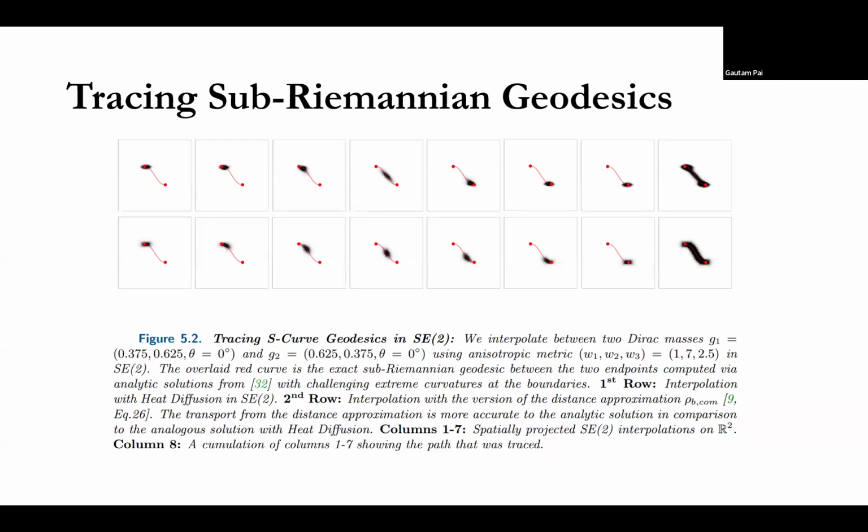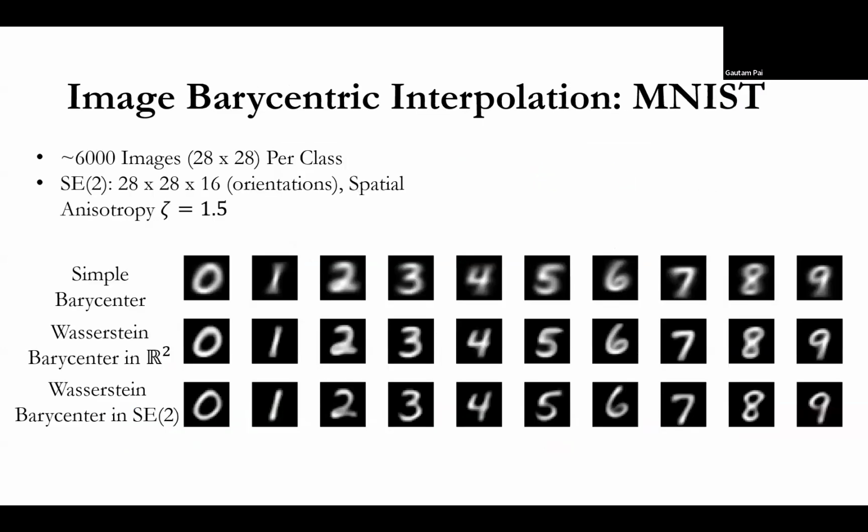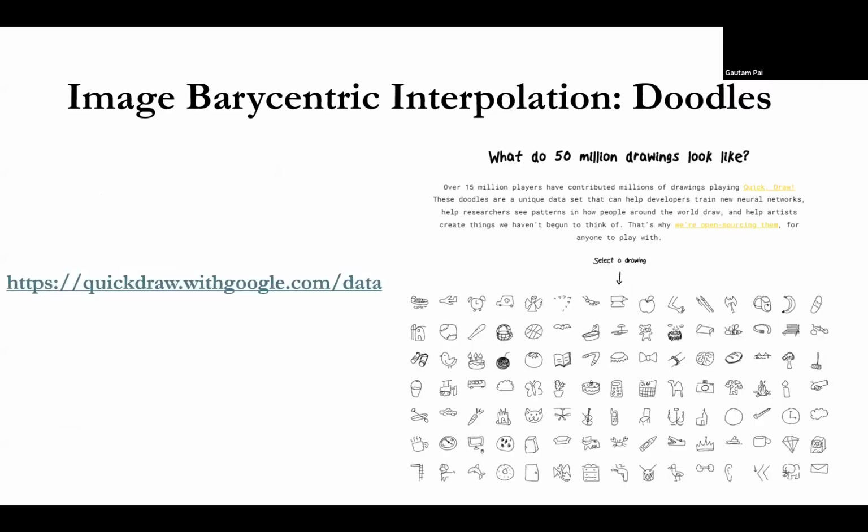I do have another similar example. Maybe that might also help. Okay. And so we tried it for digits. So you have your simple barycenter, which is just adding up all your digits in your data set. You compute the Wasserstein barycenter in R2, and then you do the Wasserstein barycenter in SE2, and generally you see meaningful interpolations within the homogeneous space of SE2.